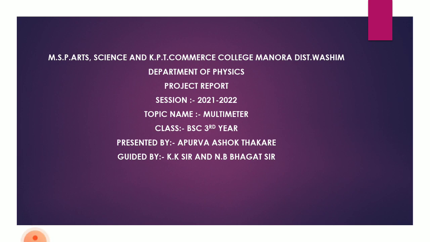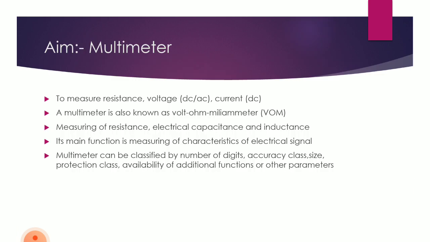My project topic name is Multimeter from Department of Physics and class BSc 3rd year, semester 6th. So let's start with some information about the multimeter and how we make a multimeter. First of all, we tell about the aim of the multimeter.